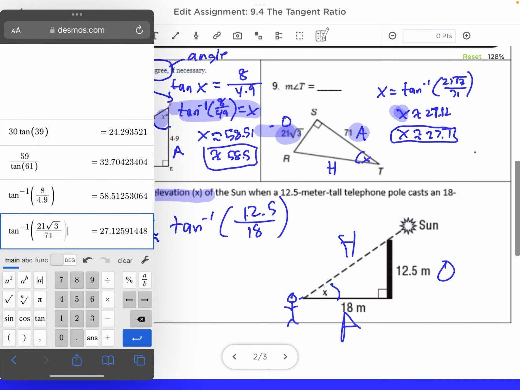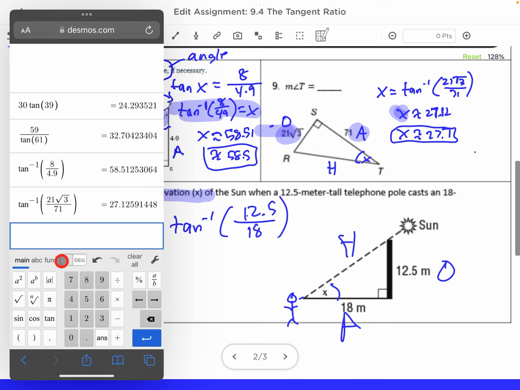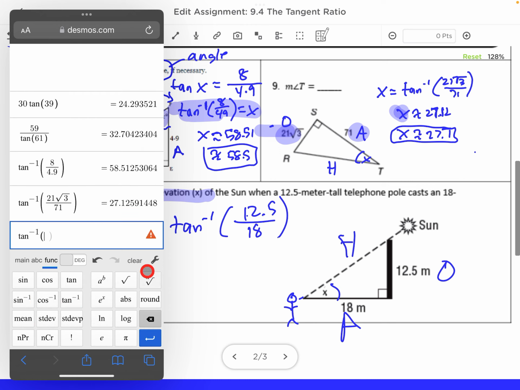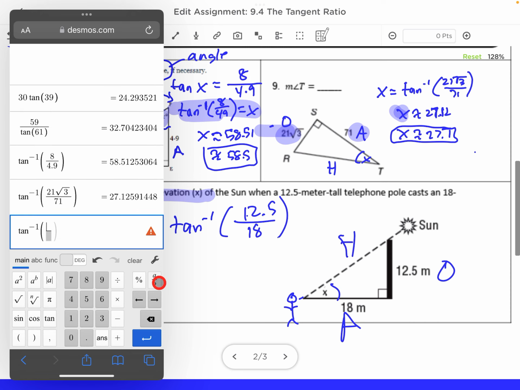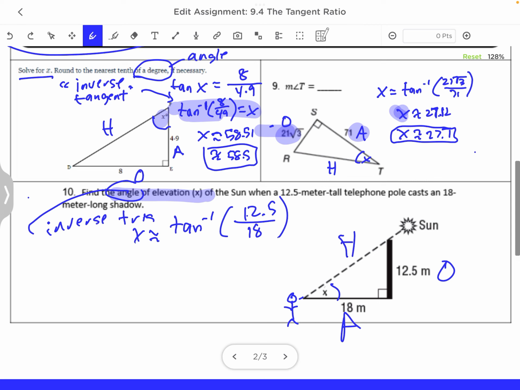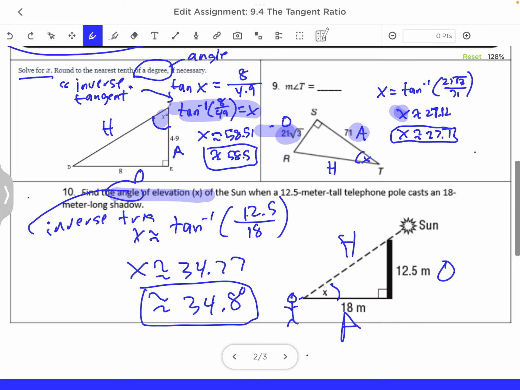All right, hopefully you tried. So we're going to go to our function. We're going to say inverse trig of, go back to our main, hit this, opposite, which is 12.5, over the adjacent of 18, gives us 34.77. Okay, so x is approximately 34.77, which we said is 34.8 degrees. Okay, so that's our answer.